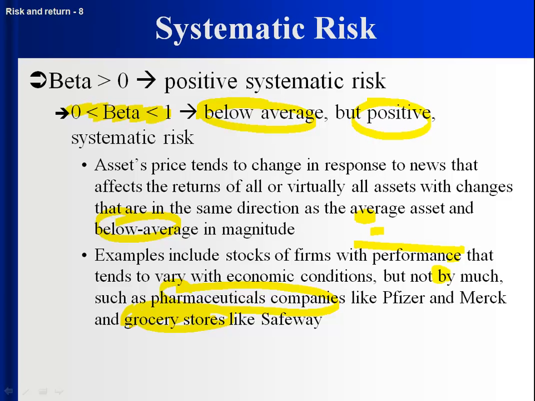Things are going real well. More people have money to eat, and so they can maybe buy more steak and lobster. So news comes out that the economy is going to be weaker than expected. That's bad news for the average stock. For a grocery store, it's bad news, but not as bad, because they know that people still have to eat, and so instead of selling maybe high margin lobster, they'll sell lower margin peanut butter. So those are some examples of companies that would have a beta between 0 and 1.